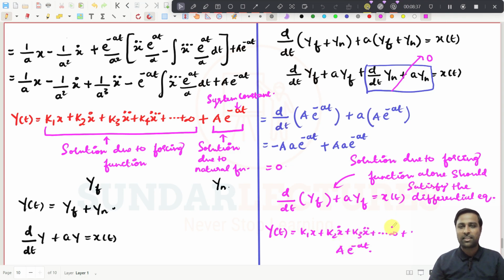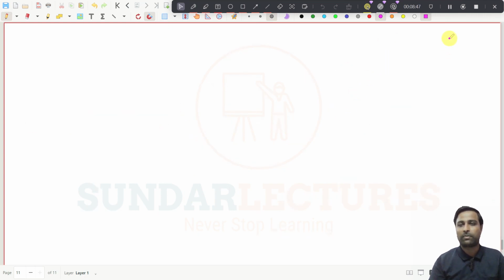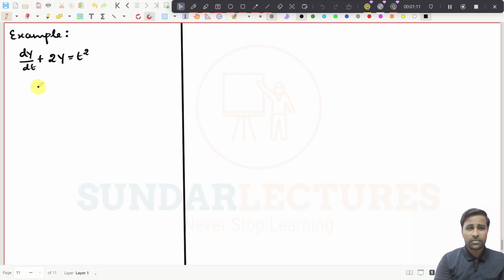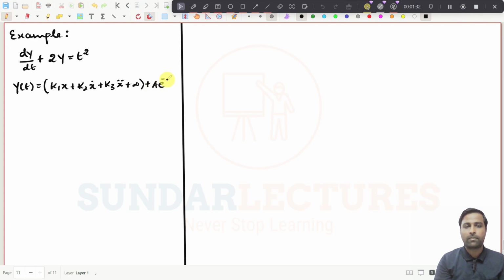So for explaining this one, let me take one small simple example so that you can easily understand, right? I will take up to the new page. We know what is the solution. y of t can be written as k1 x plus k2 x dot plus k3, and it will be going on to infinity, and then plus a e power minus at.